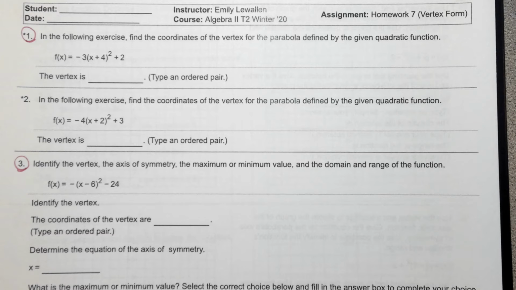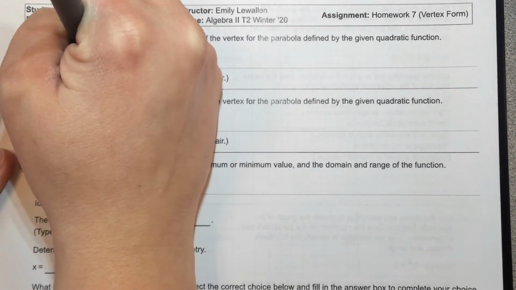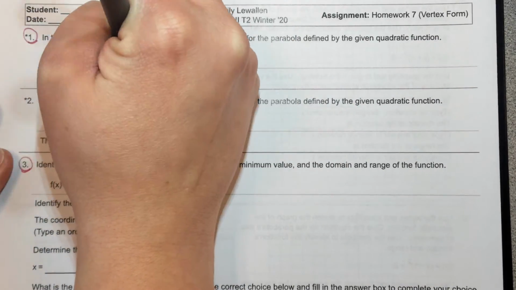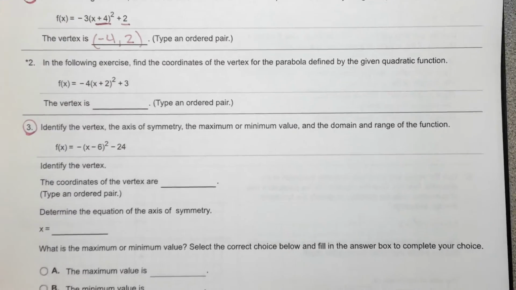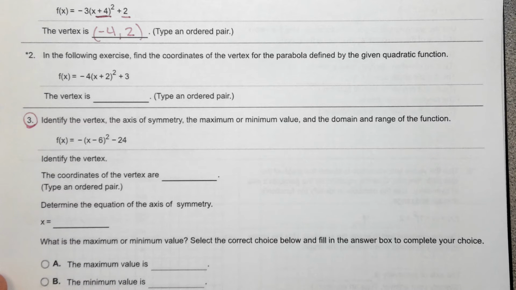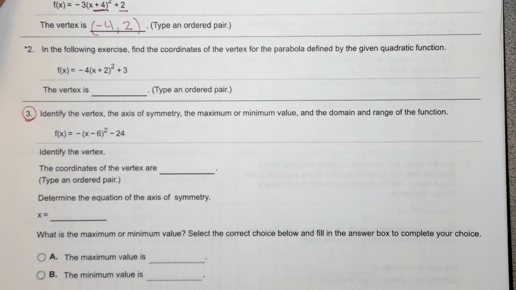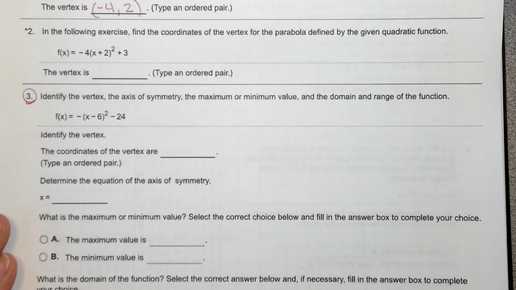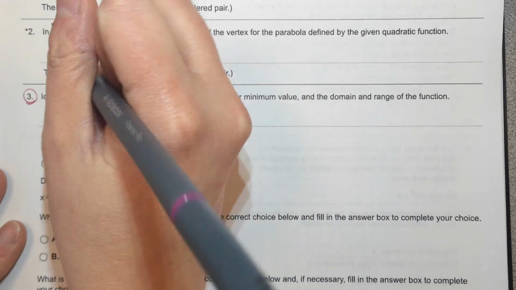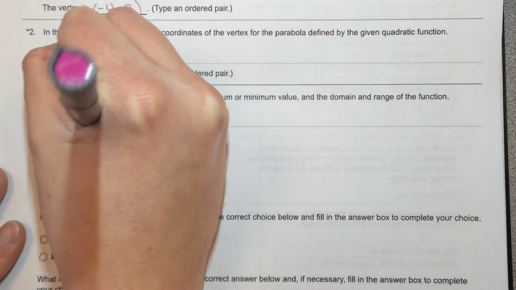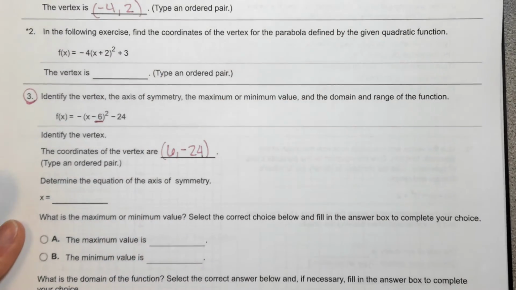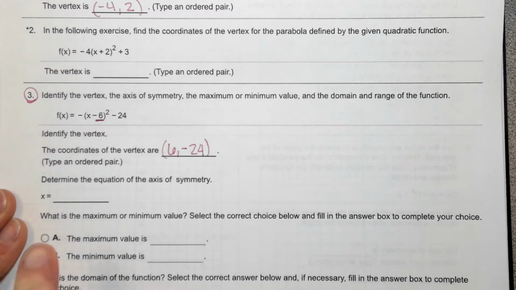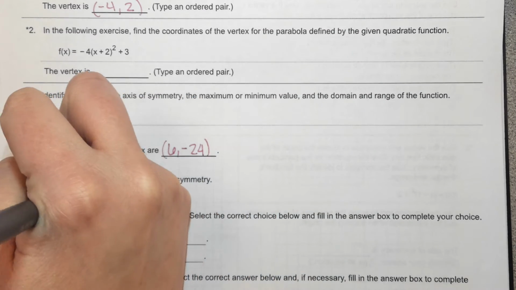On number 1, it wants you to find the vertex. And that's easy. It's the opposite of what we see here. So -4 and 2. And that's it. You're just finding the vertex. Number 3 says identify the vertex, axis of symmetry, minimum or maximum value, and the domain and the range of the function. So we're going to have to pull out a lot of stuff here. First, the vertex. The opposite of -6 is 6, and then our y is -24. The axis of symmetry is just x equals our h, which is 6.